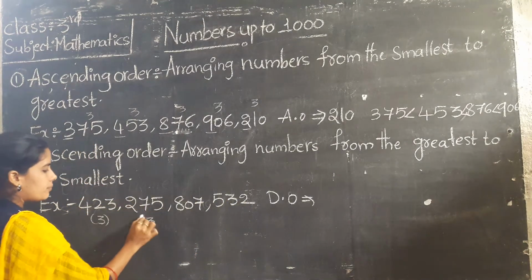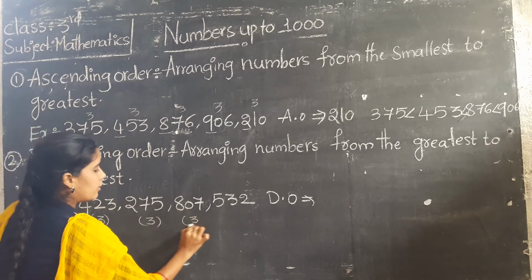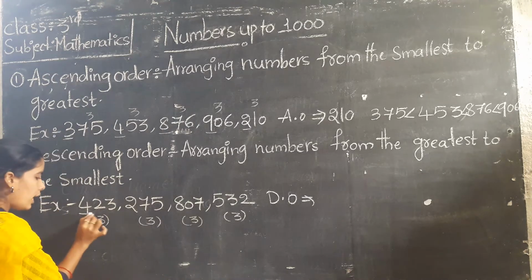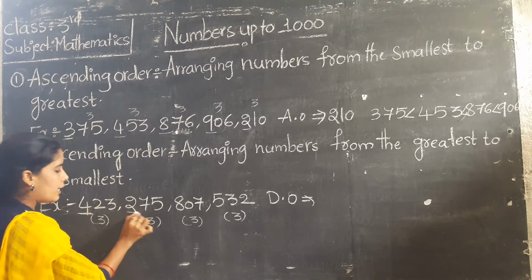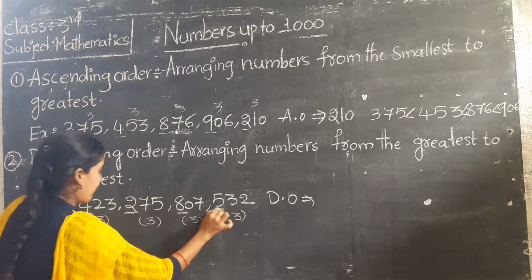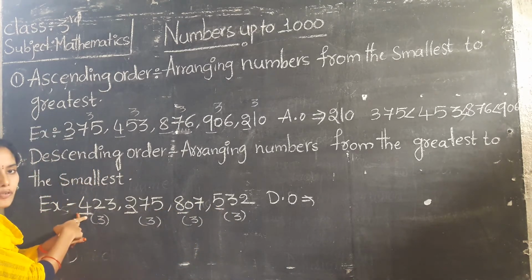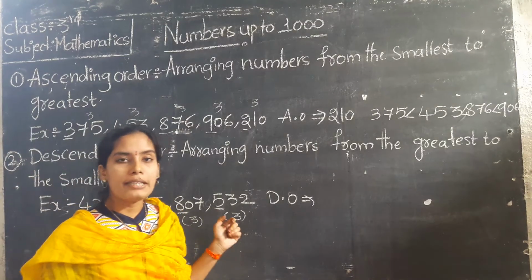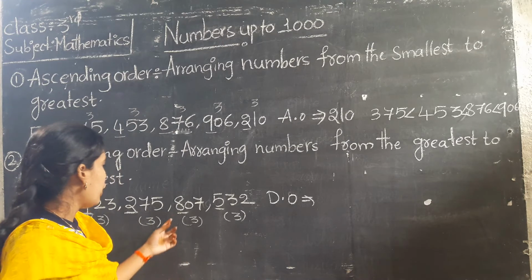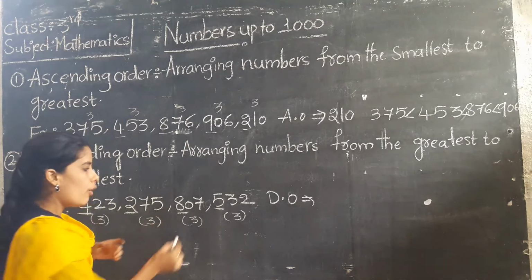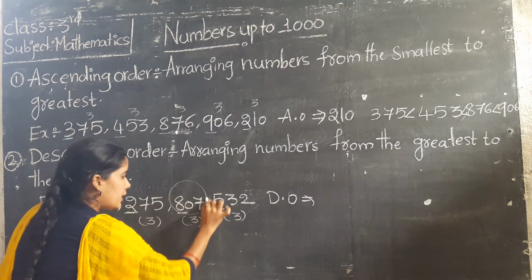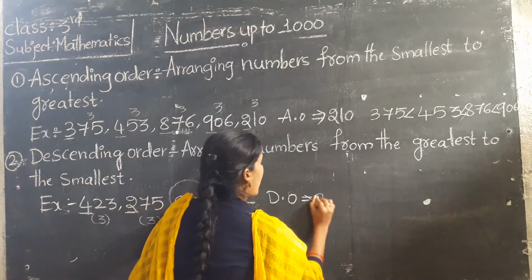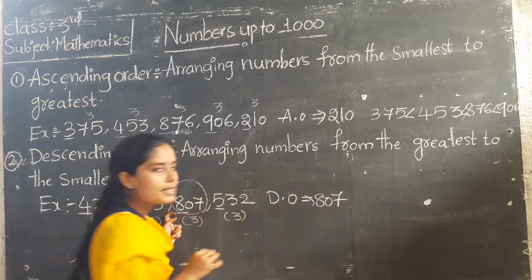In the same way, here also the number of digits is 3. So what do we have to do? Just observe the hundreds place, that is here 4, 2, 8, 5. Among these, which is the big digit? Very good. 8 is the big digit. So the number with 8 will be the first number. That's why we write 807 in the first position.